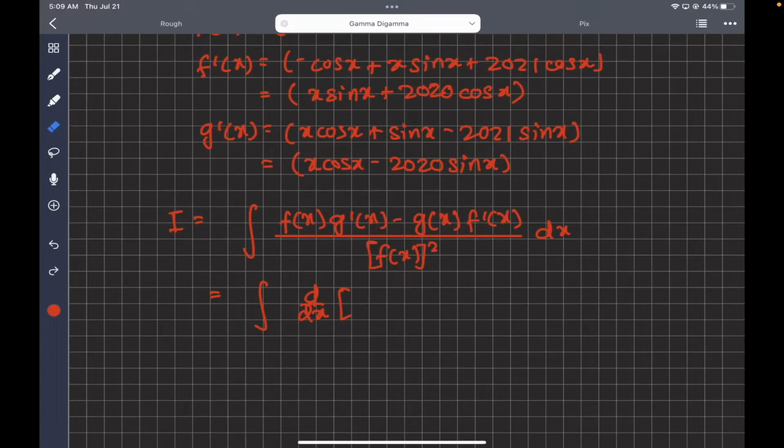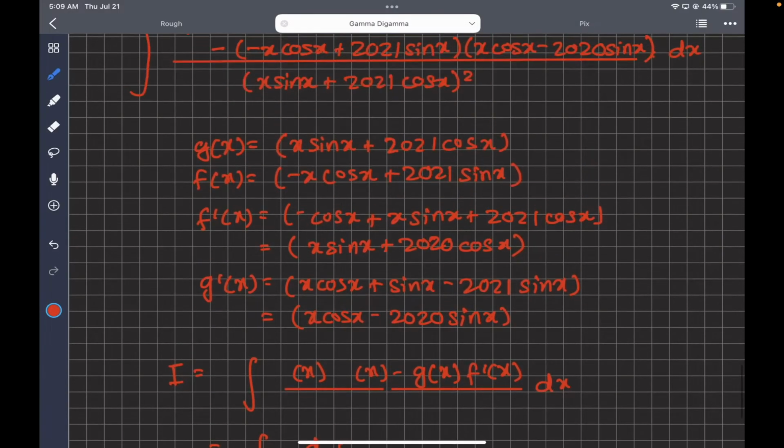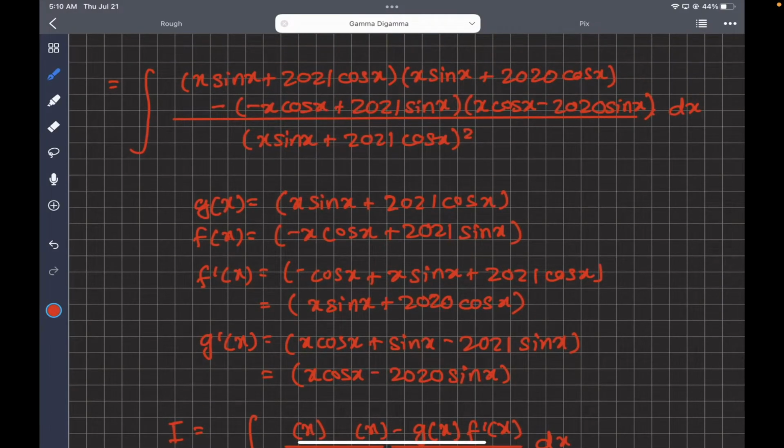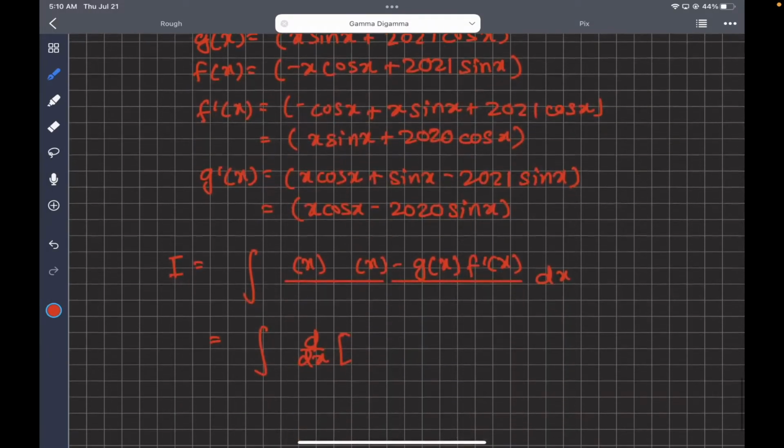Actually, I kind of messed up my notation slightly. So we have, let's see again, x sine x. So there's g of x f prime and a g prime f.